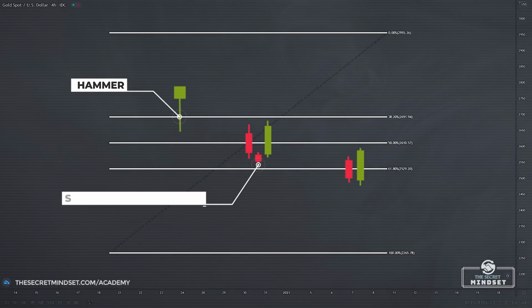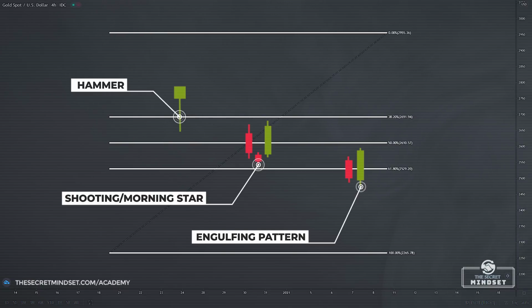price move, the shooting star candlestick, which is often seen after a bullish price move, and the engulfing pattern, which can either be of bullish or bearish variety. These candlestick reversal patterns are quite powerful and can foretell the end of the retracement move.